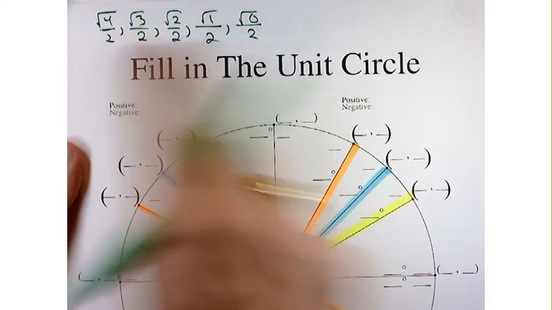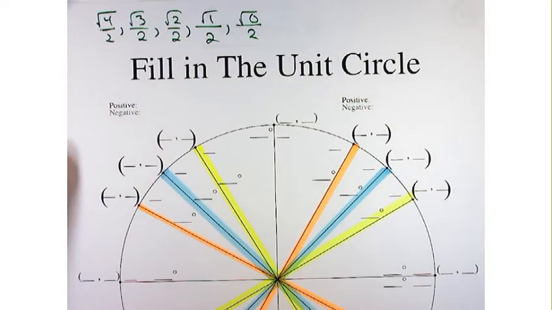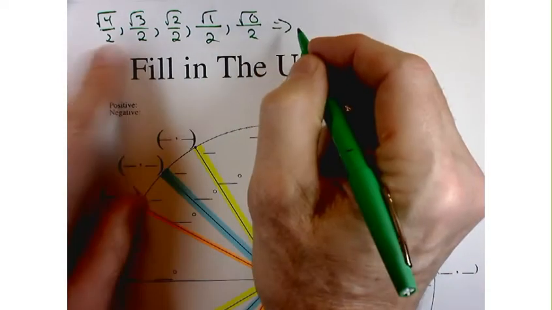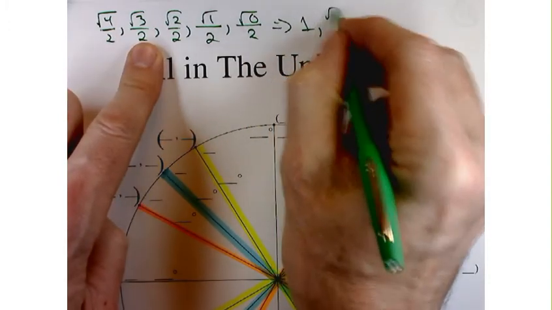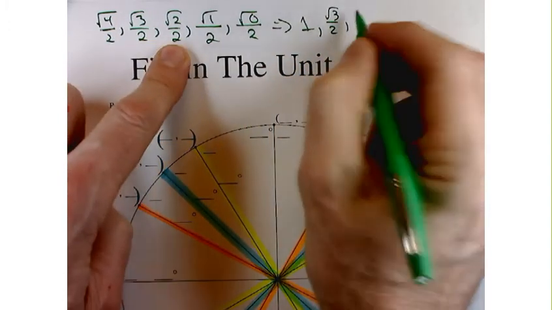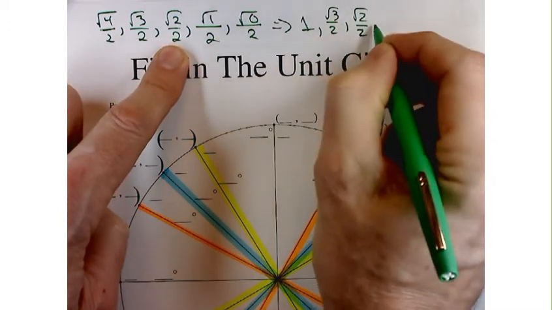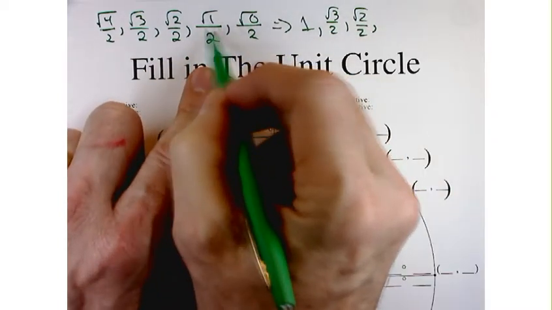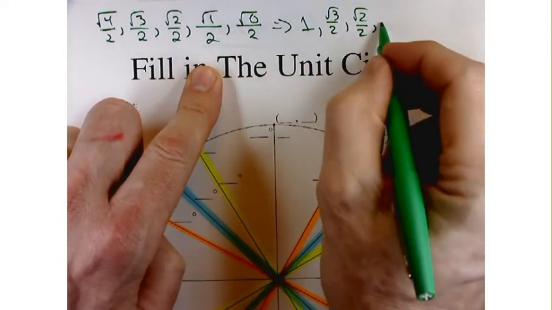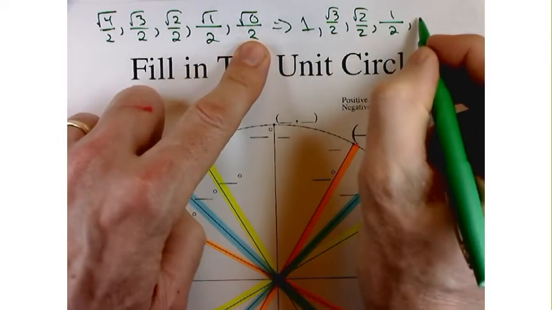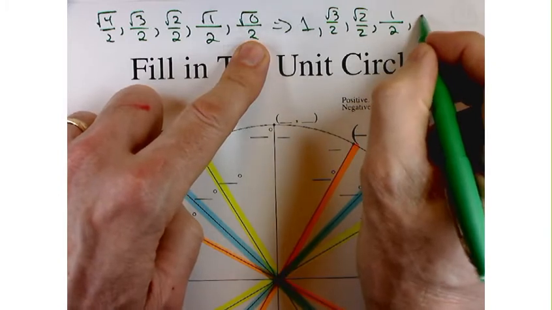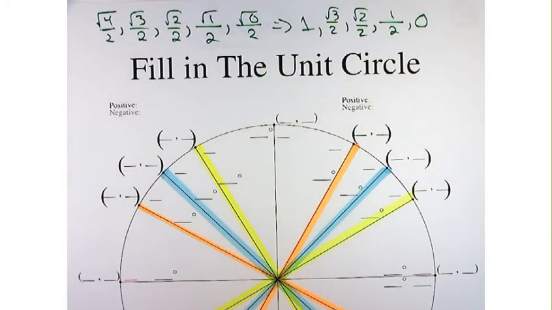Now, 3 of these will actually simplify. So let's simplify them. The first one is 1. The second one doesn't simplify, so that's just square root of 3 over 2. The third one is square root of 2 over 2. How about this one? Does that simplify at all? Yeah, it's just 1/2. How about the last one? It's 0.